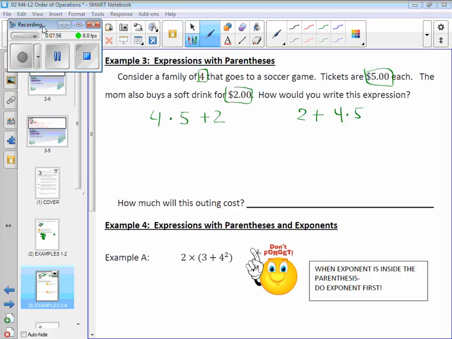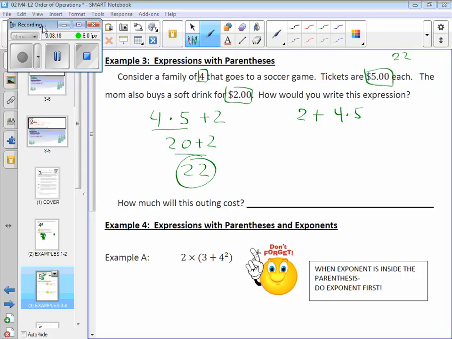I'm going to put that off to the corner. Now let's just see if the expression that we've created results in 22. What gets done first? 4 times 5 or 5 plus 2? Absolutely. Underline it. What's 4 times 5? Bring down the survivors. And look at that. We got 22.